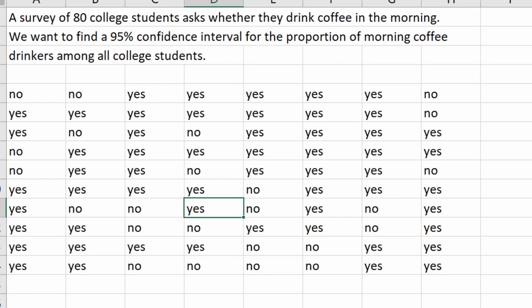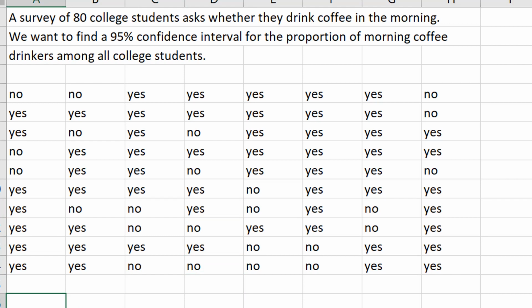All right, a survey of 80 college students asks whether they drink coffee in the morning. We want to find a 95% confidence interval for the proportion of morning coffee drinkers among all college students. So, assuming that this is a good random sample, let's do this.